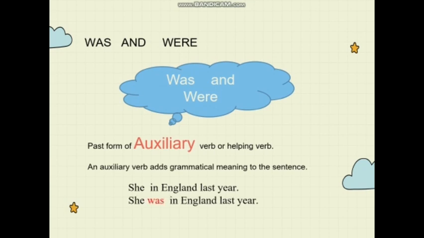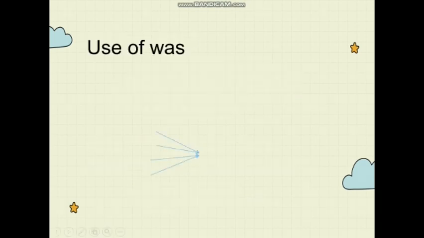So now if we add was, the sentence is, "She was in England last year." Now it is a grammatically correct sentence. So how have we made it grammatically correct? By using was. Yes, so was is being used to make the sentence grammatically correct, and it is the auxiliary verb. Moving ahead, we have the use of was.